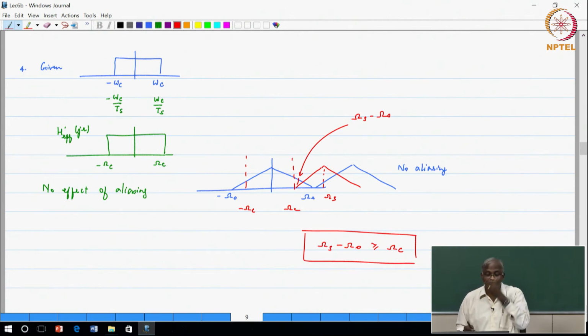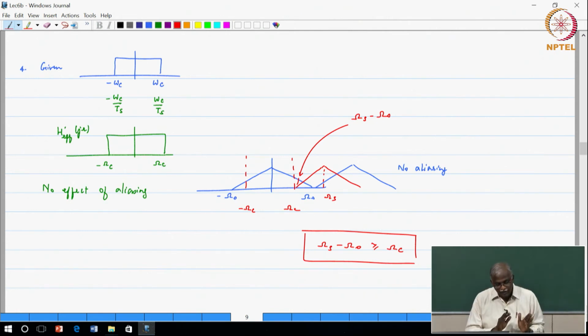This is exactly similar to what we did in the CD player when we looked at the creation of CD content, and this is what we were looking at. Okay, so this is important for us as we build, and then as we move forward to show that this is the condition that we would need to satisfy to have no effect of aliasing.